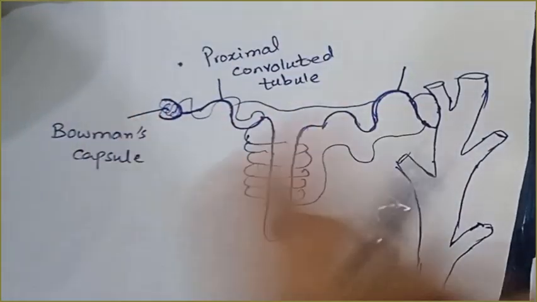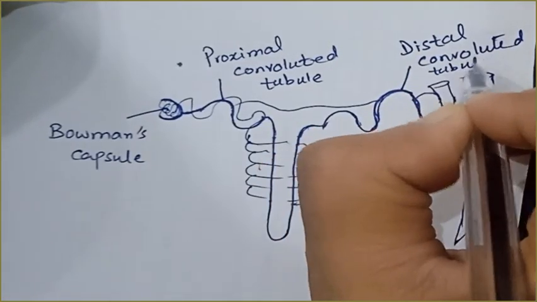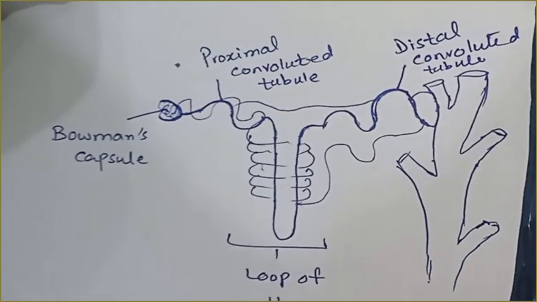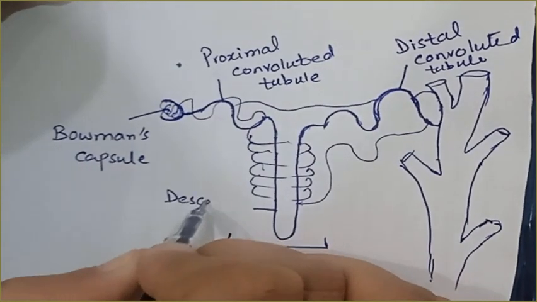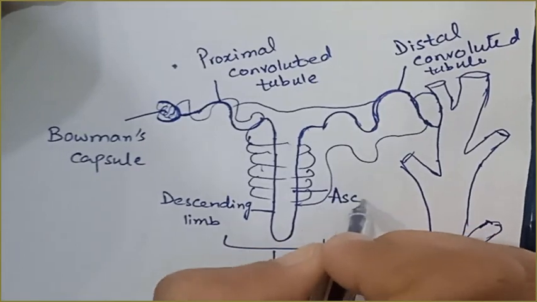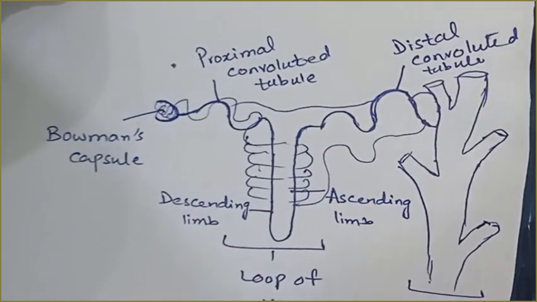Here you can learn it has D equals distance, D equals distal, because it's located at a distance to Bowman's capsule. Then long U-shaped loop of Henle. How can I memorize its limbs? One is coming down, D equals down, D equals descending, while the other one is ascending.